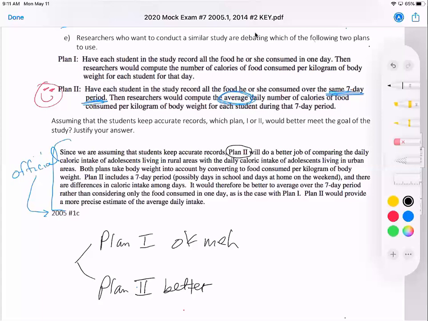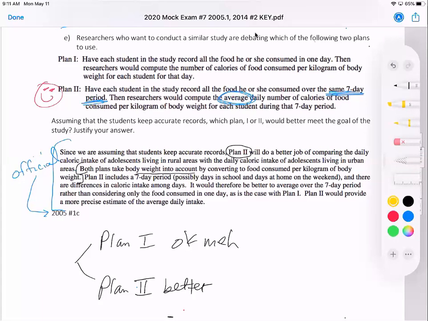Plan 2 will do a better job of comparing. That's just a lot of context. Both plans take the body weight into account, so that's important, but that's kind of just a side note. They're equal. If one did and one didn't, then you definitely want the one that took body weight into account.